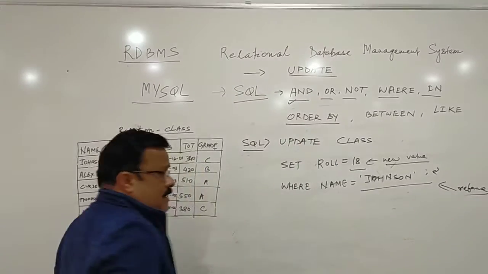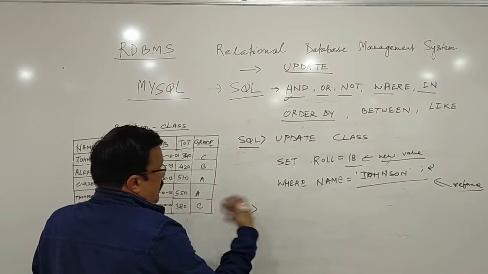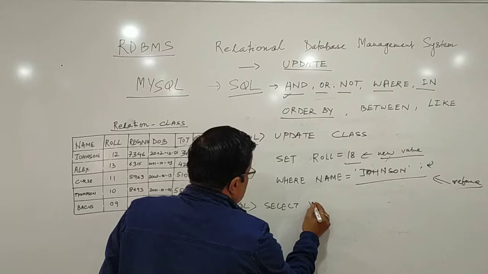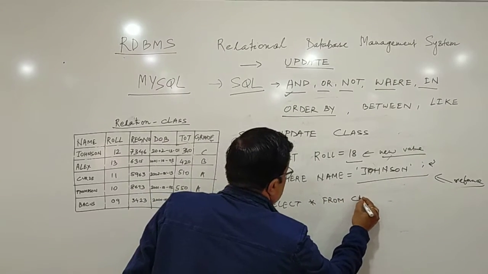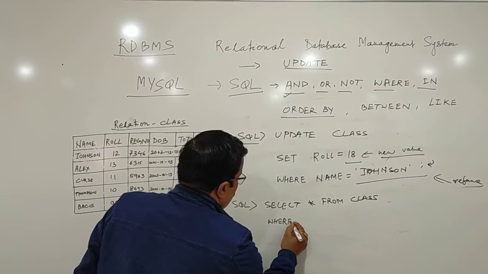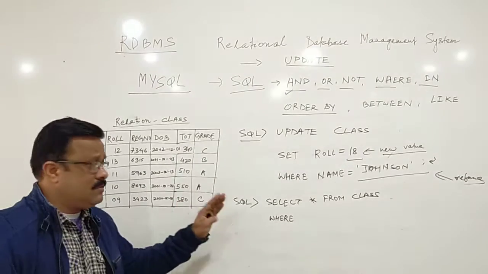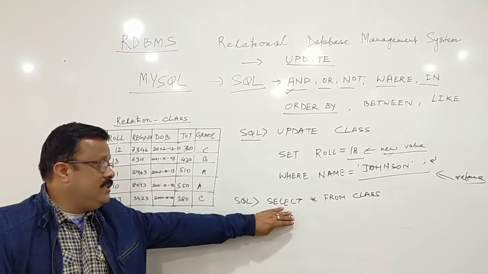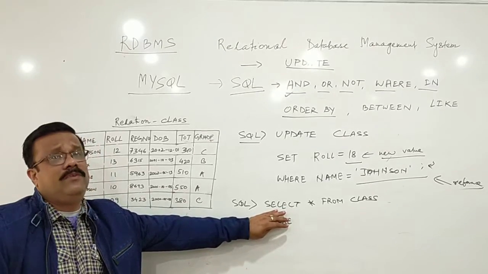Now AND, how will you use AND? Suppose to display a record, I want to give multiple conditions. Let us first start with where. Suppose I want to display: select asterisk from the table, class, where, and then any condition we have to give. Where is used to give a filter while displaying a record. If I don't give this, the select statement will display all the records.